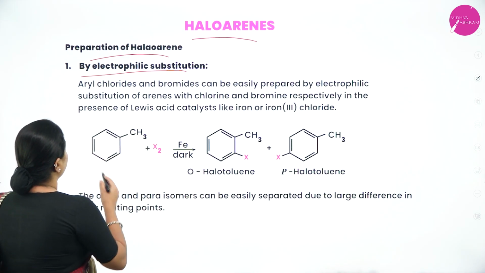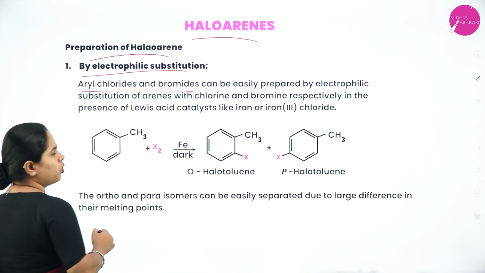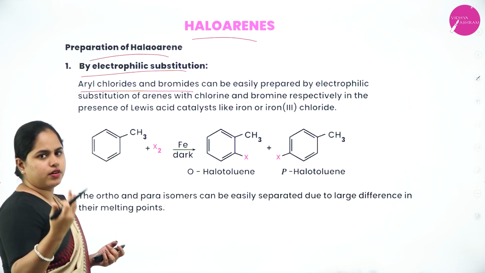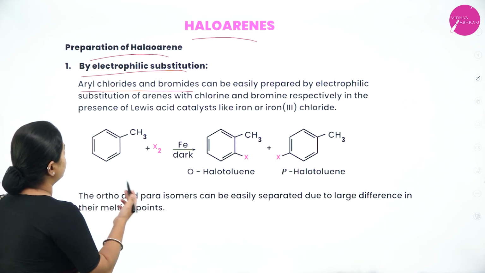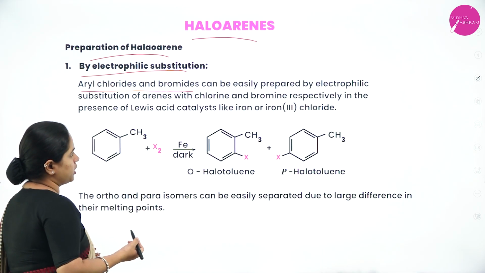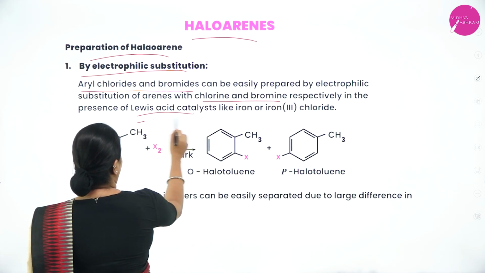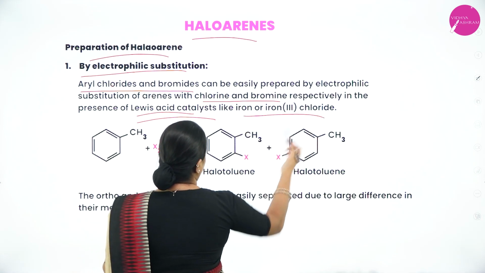Let's understand aryl chlorides and bromides. What does aryl chloride mean? On the benzene ring you have a chlorine or bromine. Aryl chlorides and bromides can be easily prepared by electrophilic substitution reaction of arenes with chlorine and bromine respectively in the presence of a Lewis acid catalyst like iron or iron chloride.